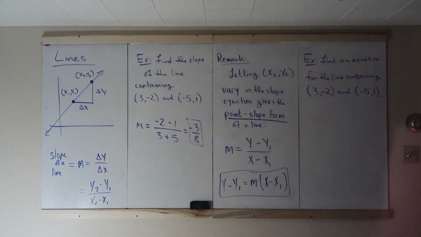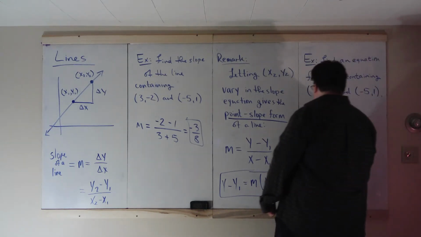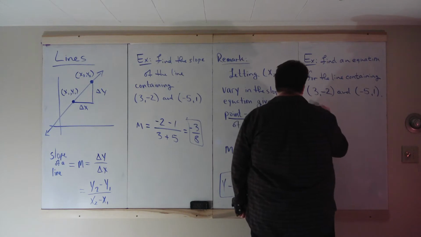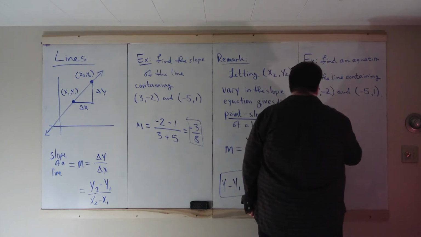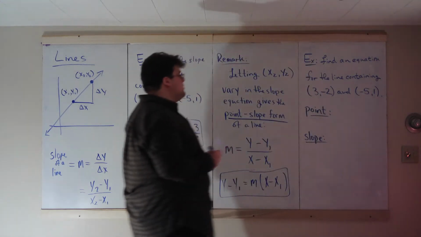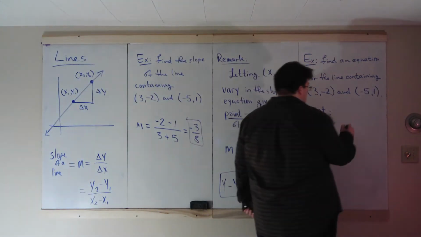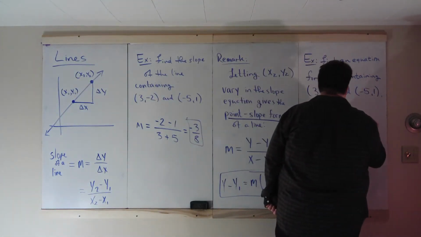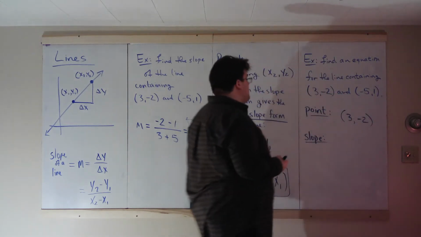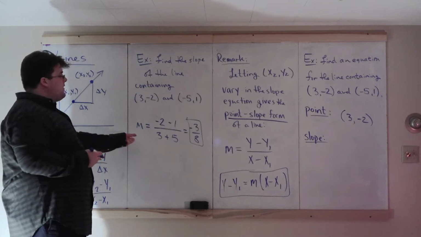Example, find an equation for the line containing these points. Well, whenever I need an equation for a line, I like reminding myself that all we need are a point and a slope. What's a point? Well, there are two of them. Let's just choose one. You can choose either one. It'll give the same equation. So I'll choose the one that's written first. So there's a point. We need a slope. Well, we found the slope over here.